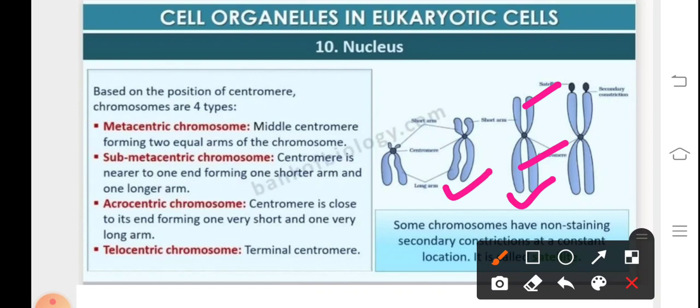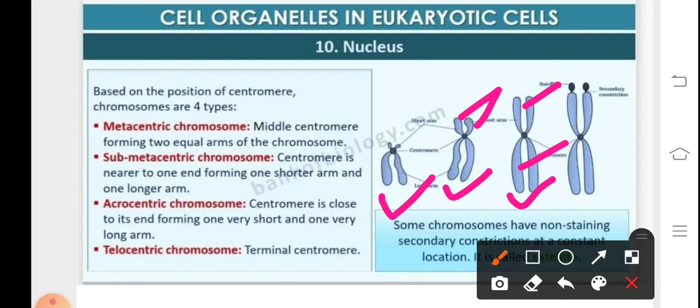In case of the third type, the acrocentric chromosome, the centromere is near one end of the chromosome and thus one arm is very short and the other is elongated. It appears J-shaped during the process of cell division. The last is the telocentric chromosome, where the centromere is at the end of the chromosome and the structure appears I-shaped during the process of cell division.